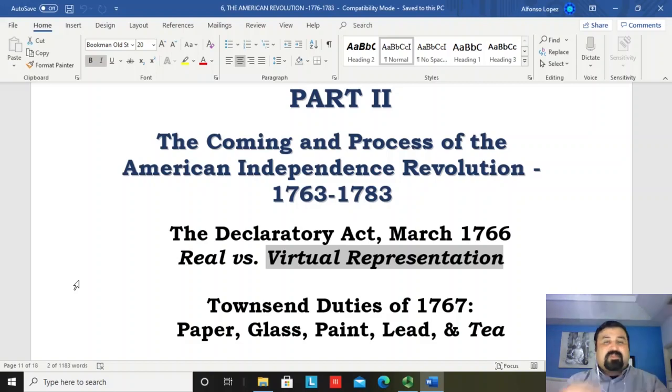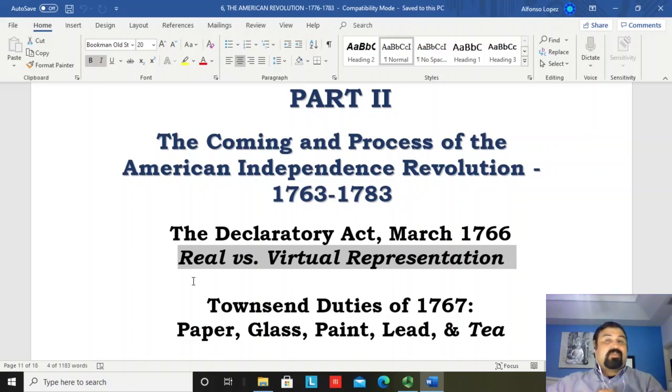It's just virtual representation. So this created really one of the first debates, or the first frictions, between the colonies and Parliament. The issue of representation: the colonies want real representation, in other words, to send delegates to Parliament, but Parliament in the Declaratory Act is just granting virtual representation and removing some of our taxes.